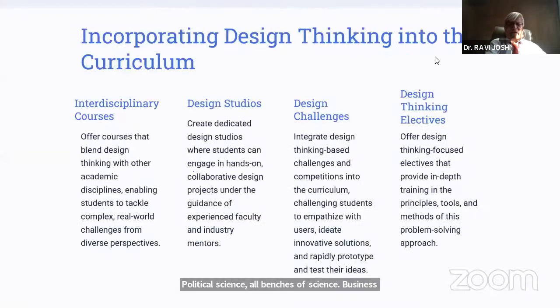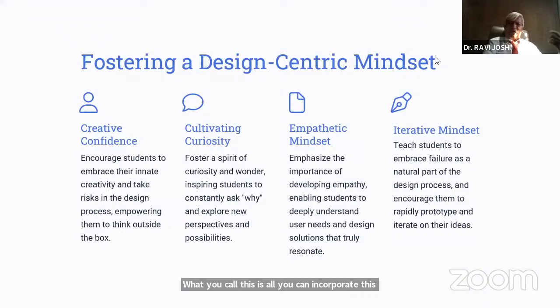And then we can very well introduce this into the curriculum. We can have interdisciplinary courses, you can have design studios, as I told you about the project lab, you can have design competition challenges, and you can have design thinking as one of the electives for the course. This is how you can incorporate this course into the curriculum. And definitely this design-centric mindset will develop creative confidence, cultivating curiosity, an empathic mindset, and an iterative mindset.